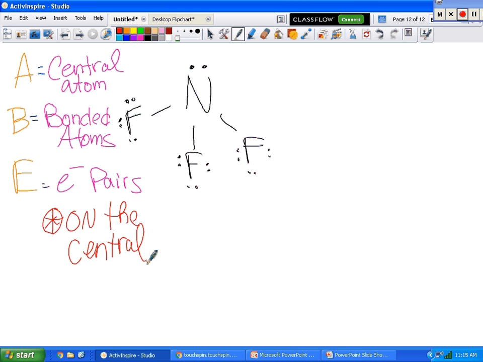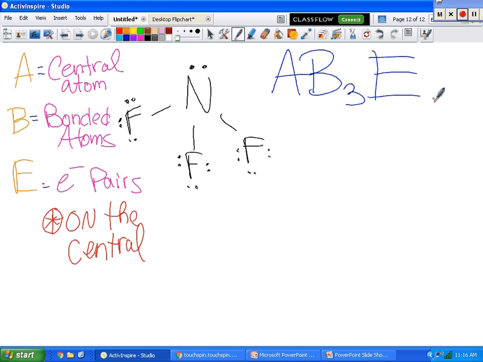So if you wrote the ABE model for this thing, there's always only going to be one A. How many atoms are bonded to the central one? 3. So it's B3. And are there any electron pairs on the central atom? Yes. So it's AB3E. And again, the way we did this, and I taught this, if you knew the model, you should definitely then know the shape.